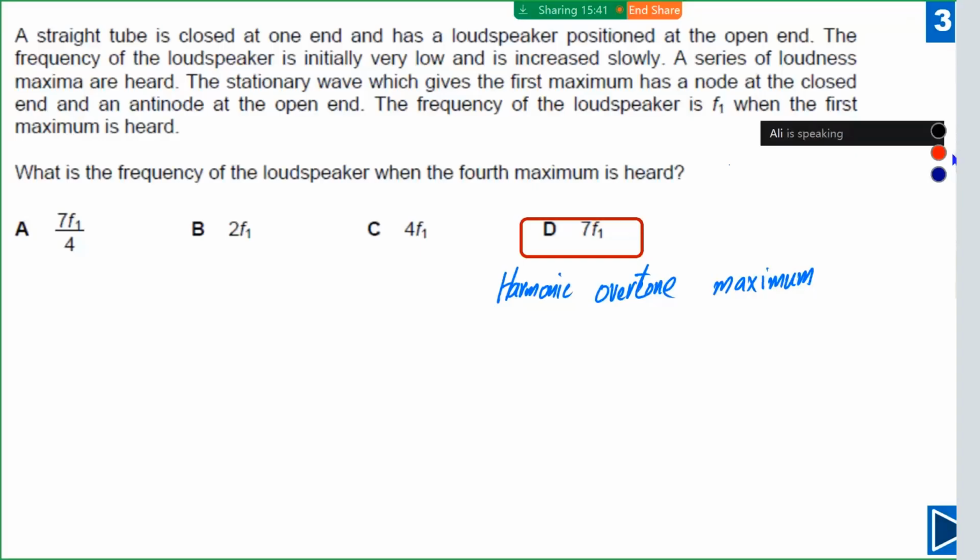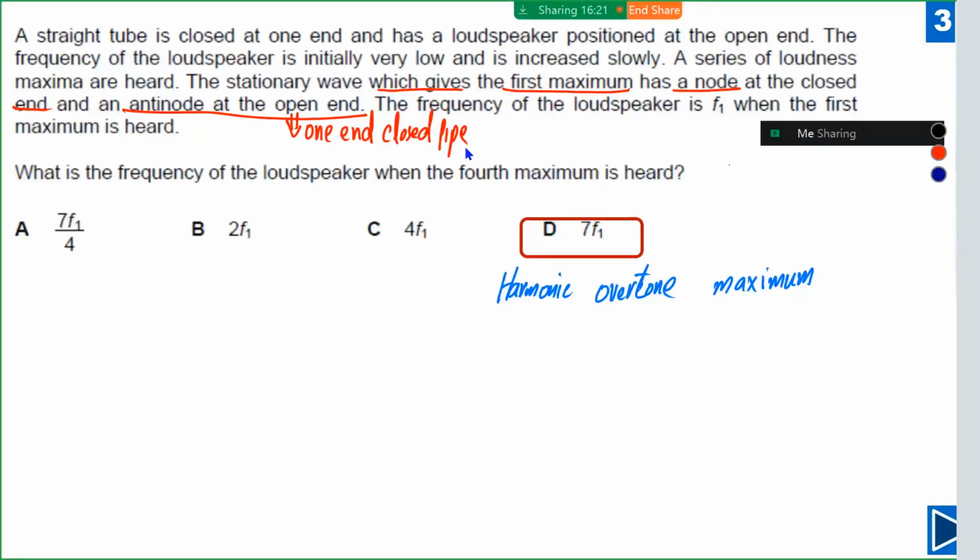First of all, in this case, it is given that the stationary wave which gives the first maximum has a node at one end and an antinode at the open end. Node at the closed end and antinode at the open end. So it simply means that we are talking about a one end closed pipe. This is the first thing we can get from here.